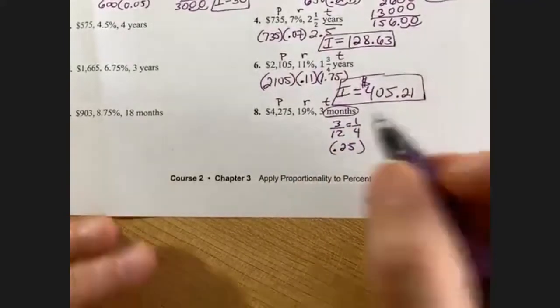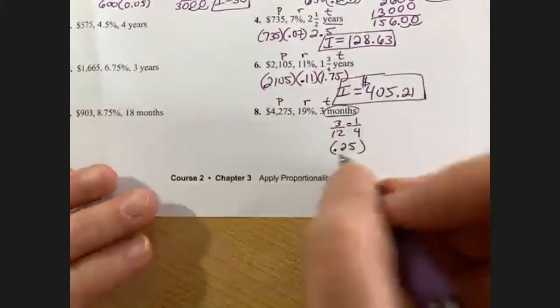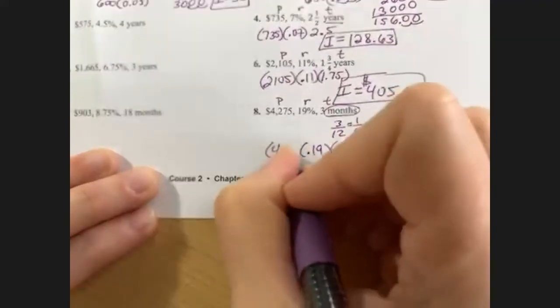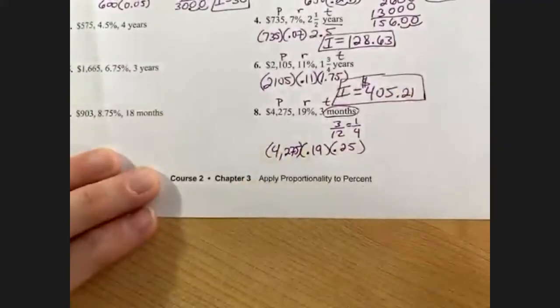So get the fraction, get the decimal, or I could use the fraction if I want. 19% is 0.19, and I'm multiplying by 4,275. And so I'm going to be doing the multiplication on that.